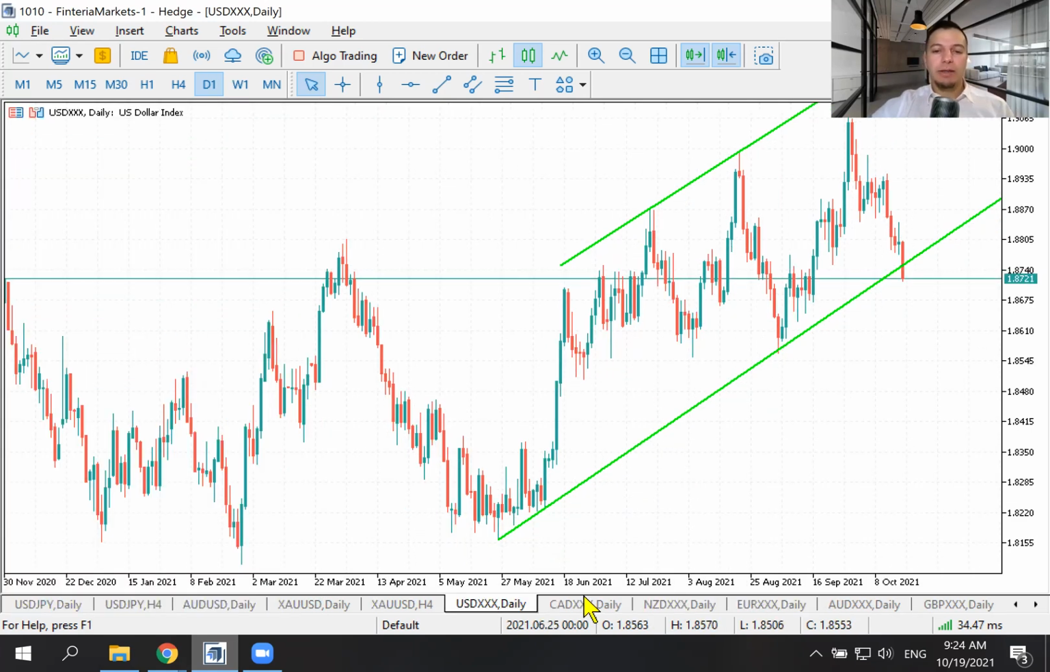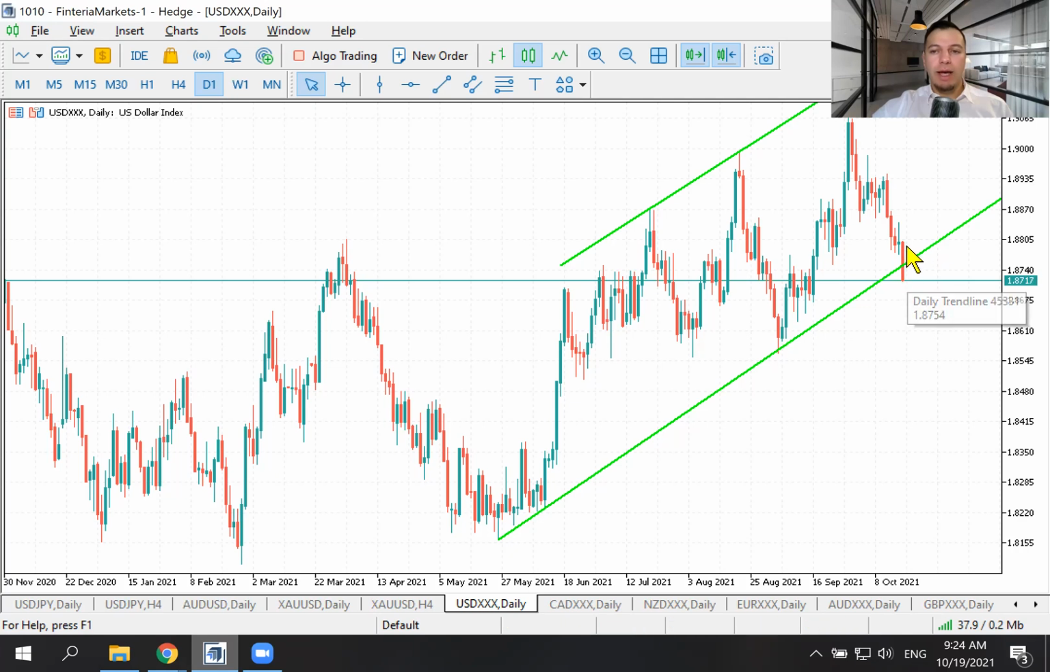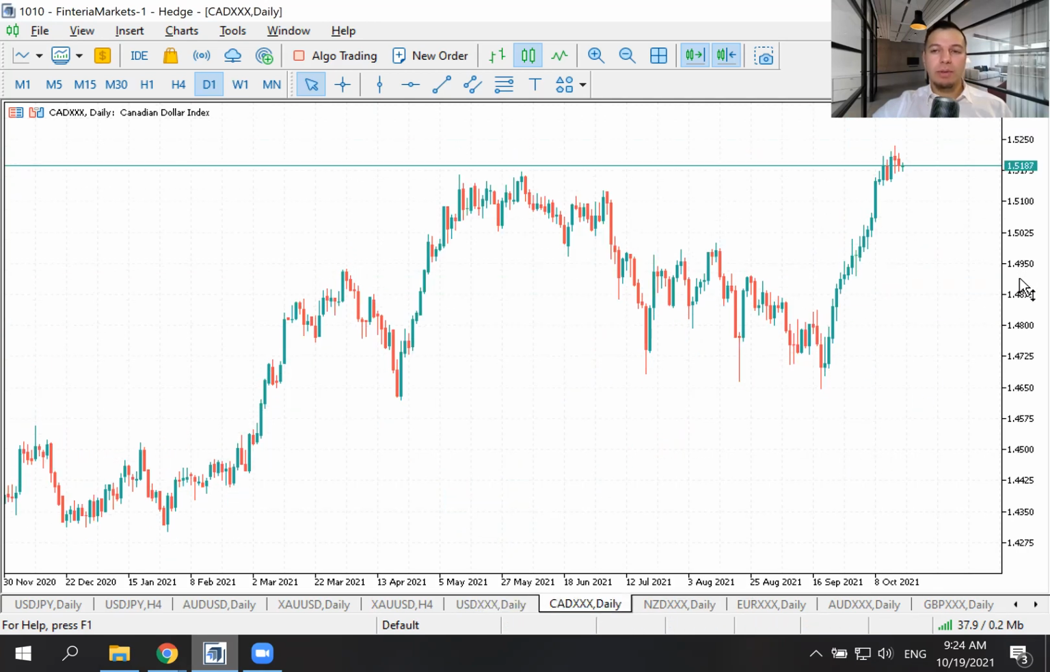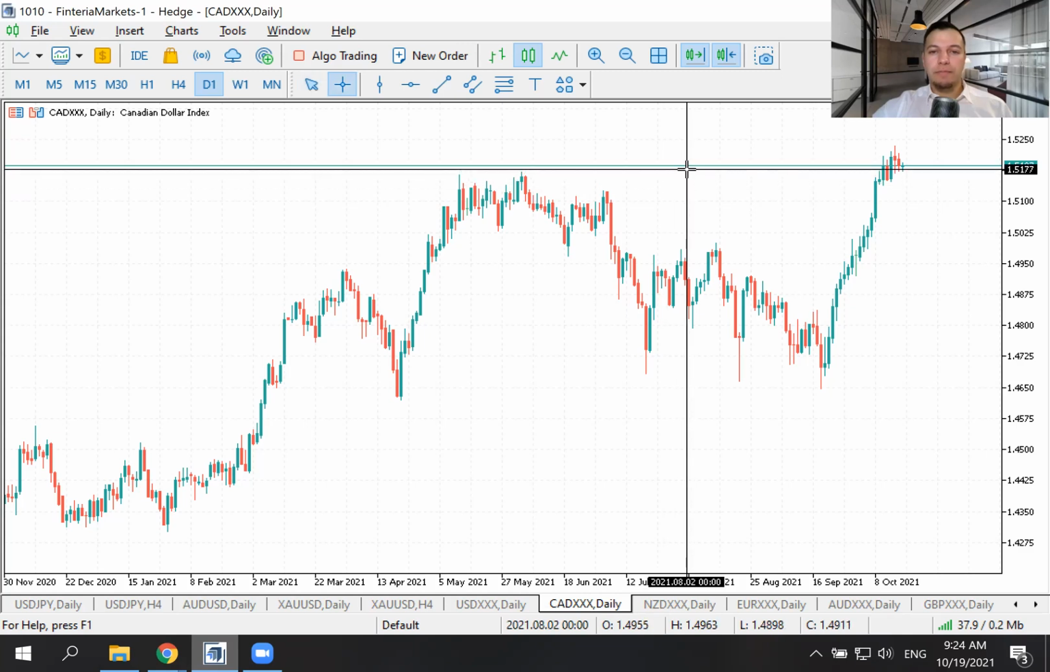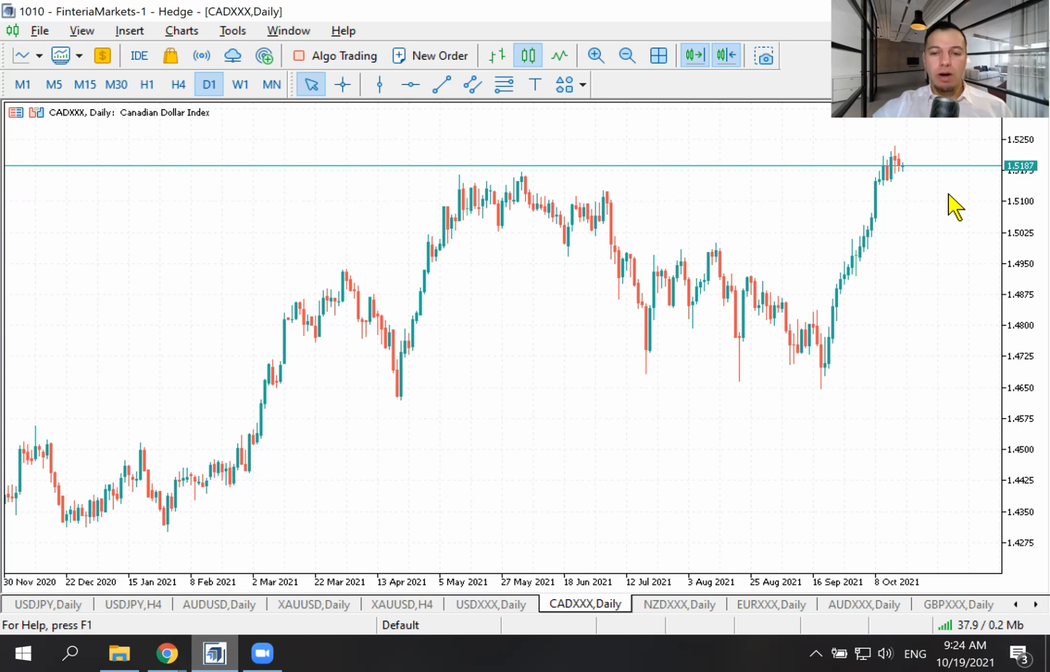Here I have the US dollar index. You can see that it was trading in this upward channel. Today we really have a bearish movement on the US dollar, and it broke its channel. So potentially we can see some further down movement on the US dollar index. Let's also review some other indices. For example, the Canadian dollar was very strong. Right now it's in a consolidation phase. Once again, it's above the resistance line. So far it remains one of the strongest currencies.